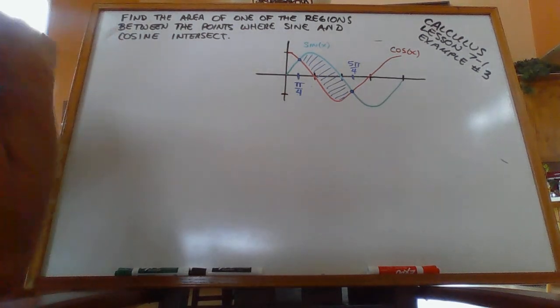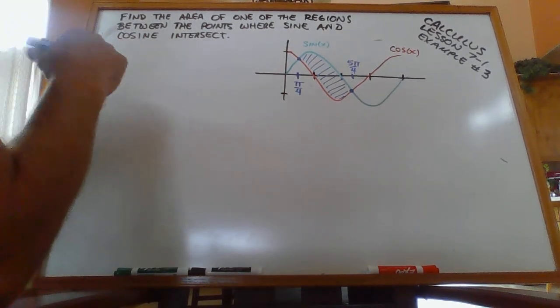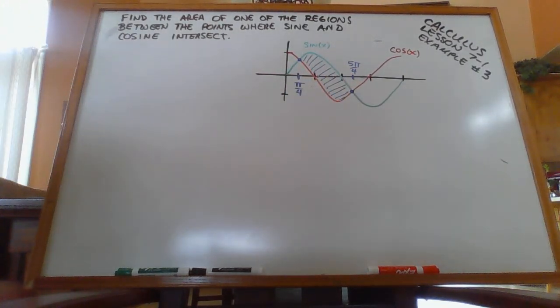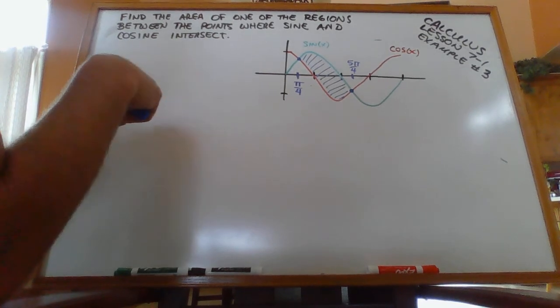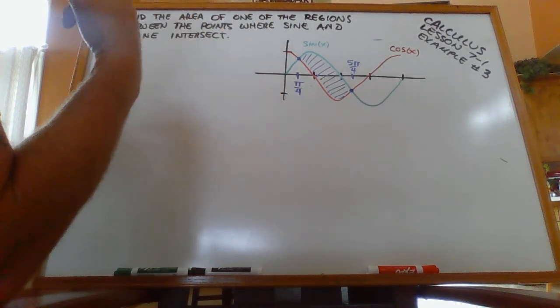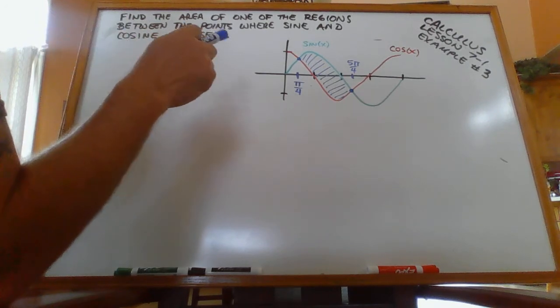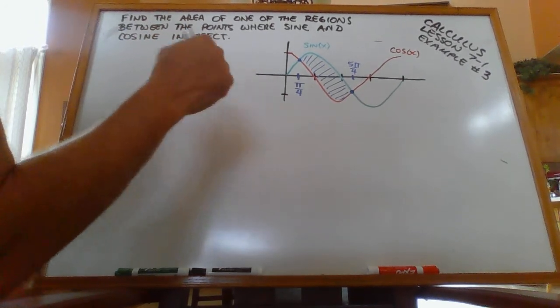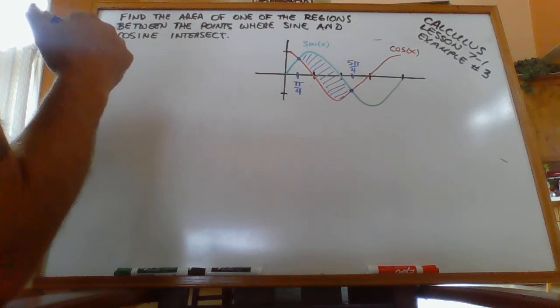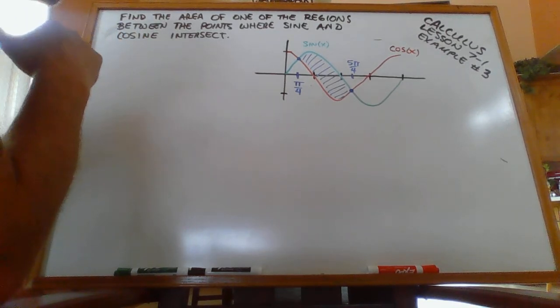Okay, so in this problem, we're looking at the curves of sine and cosine. So the sine is the green curve right here. And remember, it just goes back and forth between 0, 1, 0, -1, back to 0, and so on forever and ever. Same thing with cosine. Cosine's the red curve. And I apologize for these drawings. They're not very good. It's hard to write on this whiteboard in this situation.